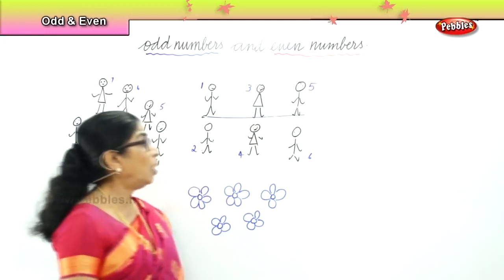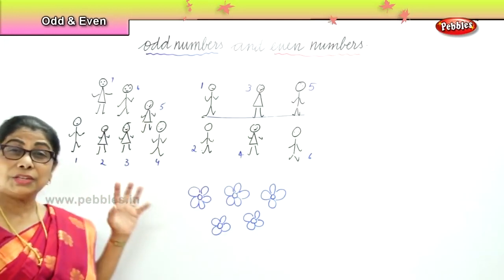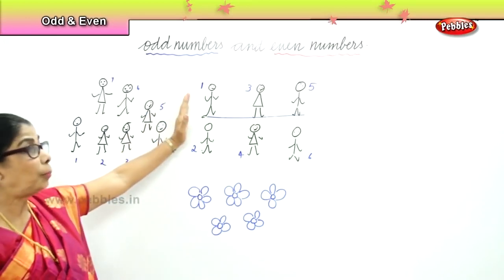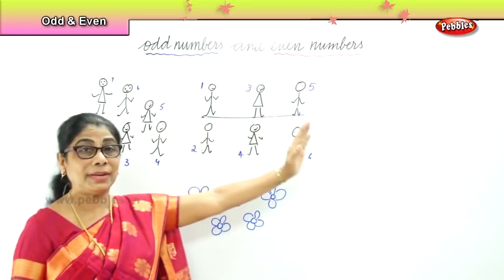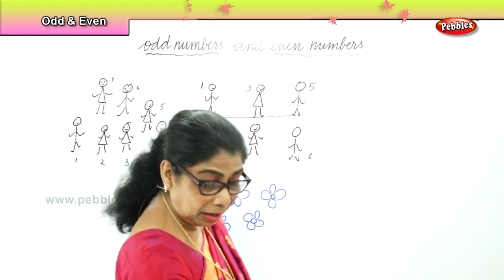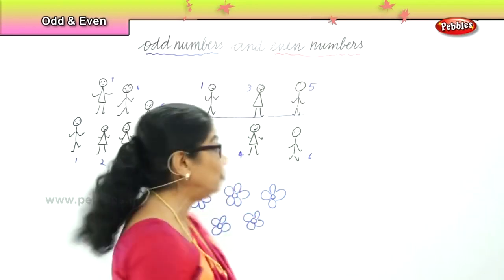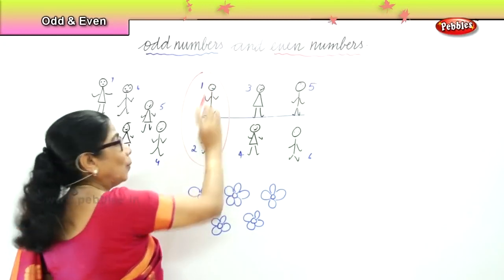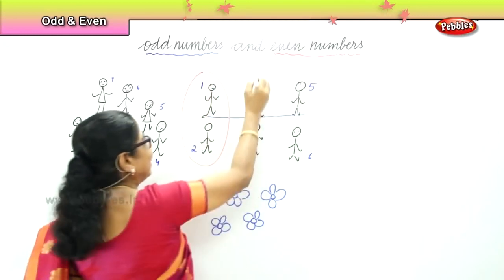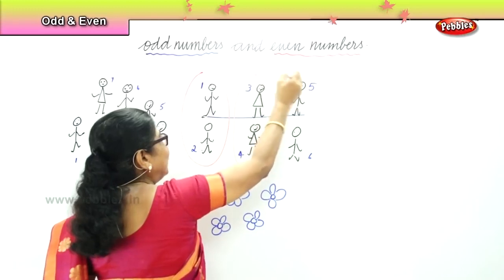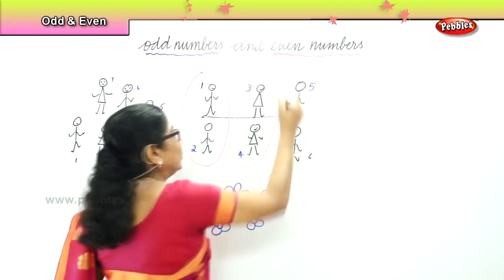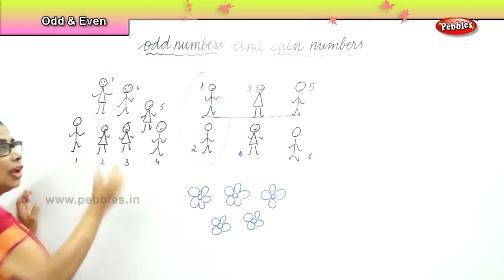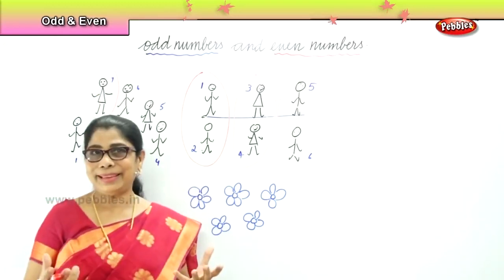Now, what we have done in this is grouping. Okay? Grouping. You have group of one, two, three groups. So, what we are doing in game is grouping. You have here one and two. Got a partner. Three and four. Partner. Grouping. And the one that is left out, we say odd. You wait. We'll play a game.